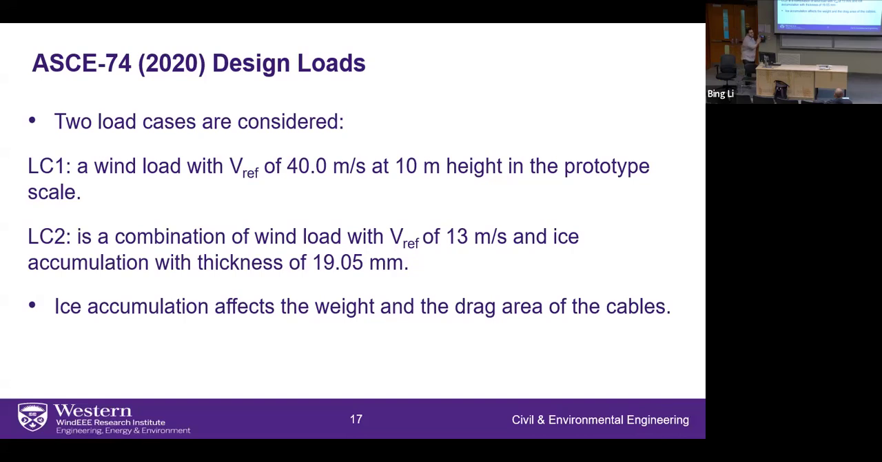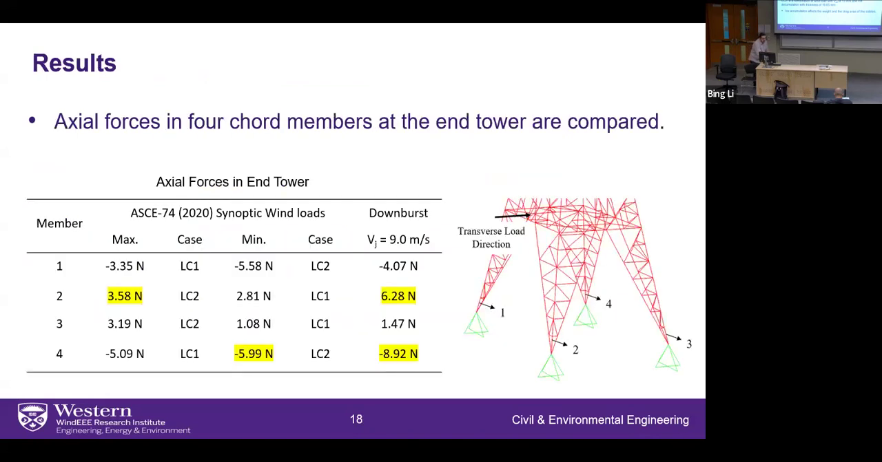So we are calculating here the loads in the full scale, and then we scaled the loads down to the scaled model using the scaling parameters I showed in the beginning. So here we are comparing the axial forces in 4 chord members in the end tower from the synoptic wind loads and the downburst loads. And we can see that the downburst loads produce higher compression and tension forces in the chord members of the end tower. So we can say that the design wind loads are not sufficient to design the end tower to sustain this downburst.